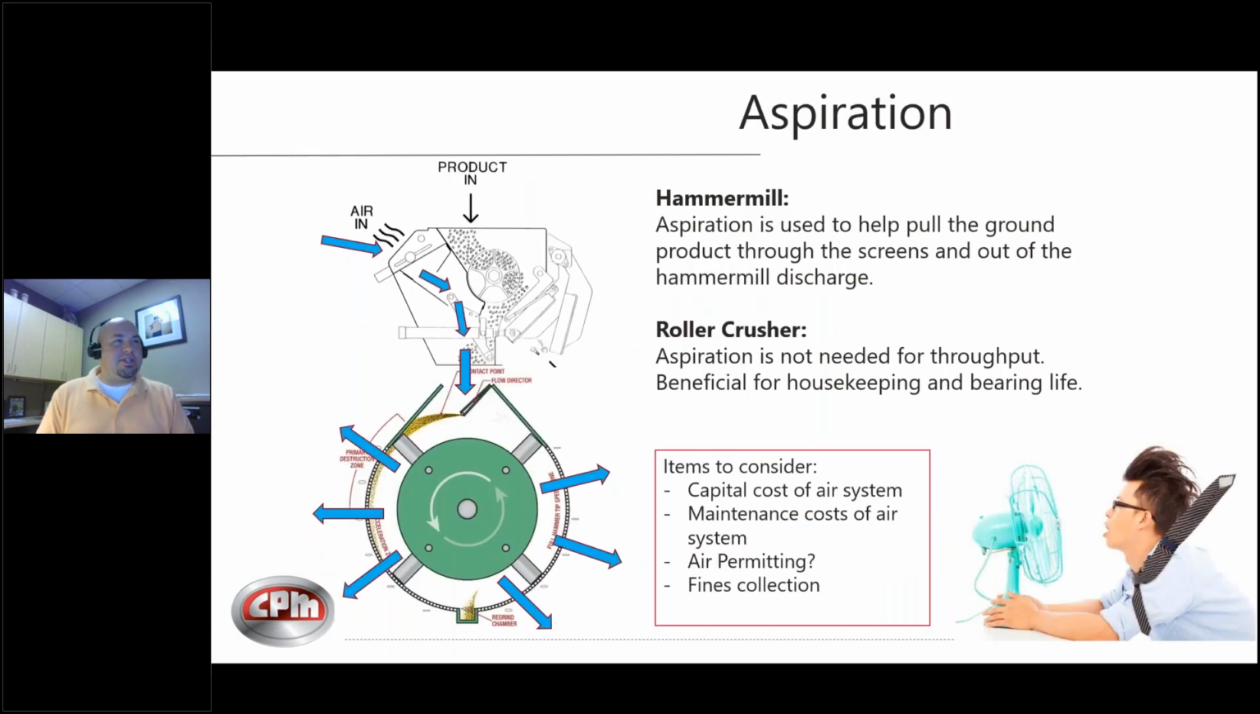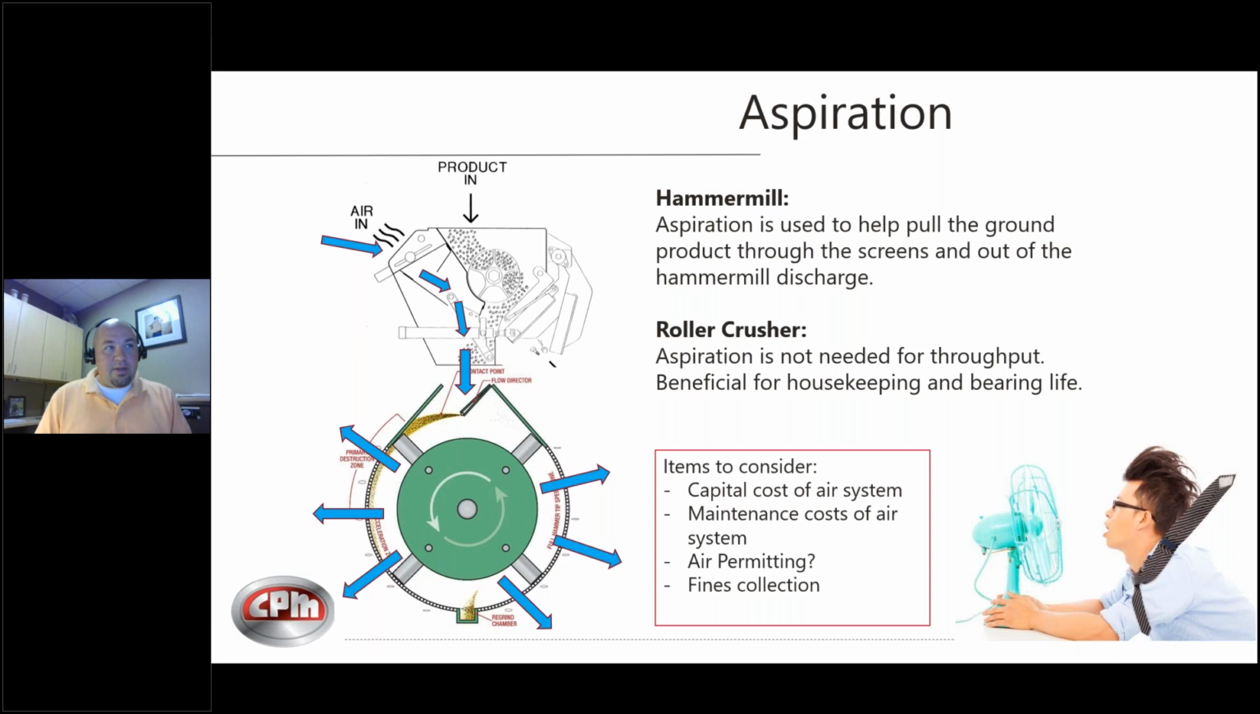Now, the aspiration systems we use, this is a really big topic I like to talk about. With Hammermills, we want to use that aspiration to pull the product down into the grinding chamber and then out through the screens. So we're using that aspiration not only for dust collection and housekeeping, but also for throughput. We're helping pull that ground material out of the grinding chamber. Roll crusher does not require aspiration for capacity or throughput reasons. Whether or not you have an aspiration system on that roll crusher, your capacity is not going to change.